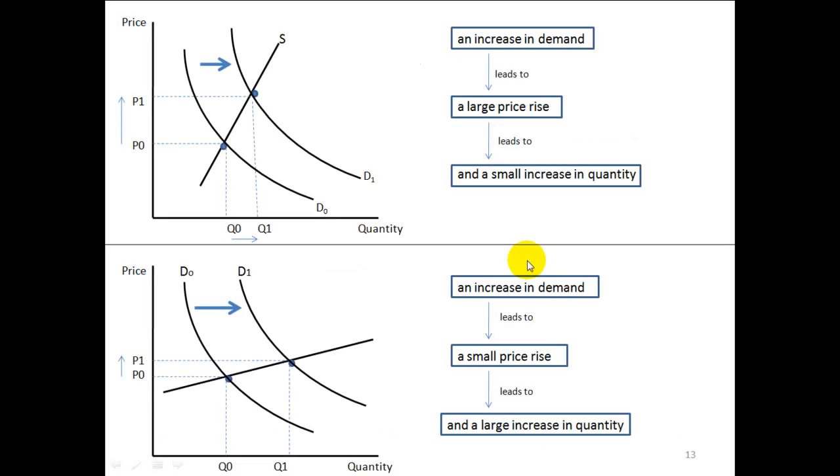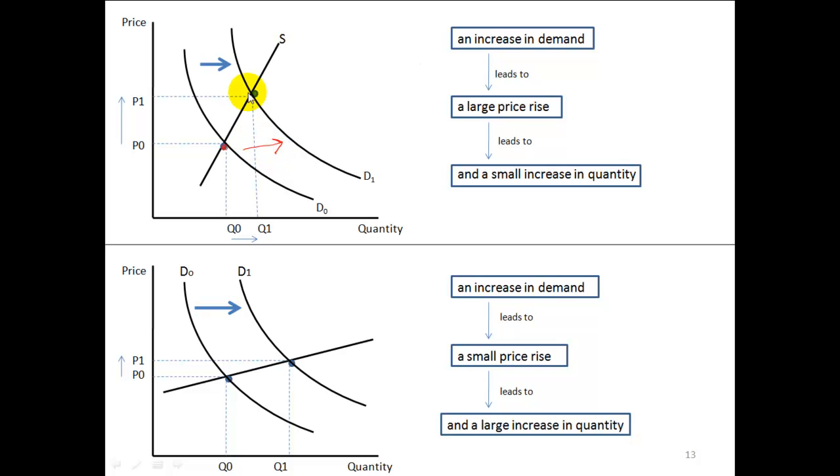Let's understand this graphically. What we are looking at here in the top half of the screen is a somewhat inelastic supply curve. Let's see what happens when there is a shift in the demand curve. Before the shift in the demand curve, we have a situation where the equilibrium price and quantity is given by this point P0 and Q0. If the demand curve shifts to the right to D1, so there's an increase in demand for some reason, what is going to happen to the new equilibrium price and quantity?